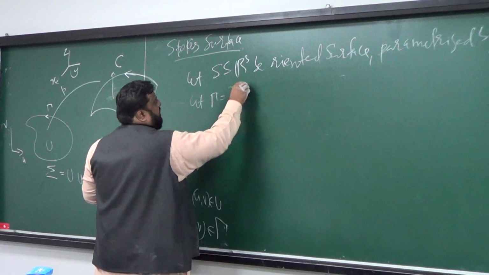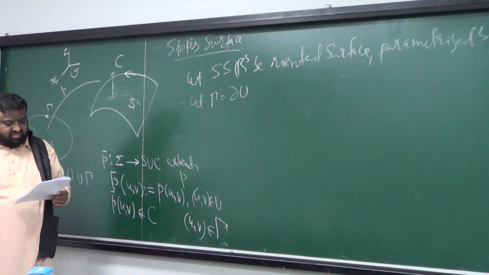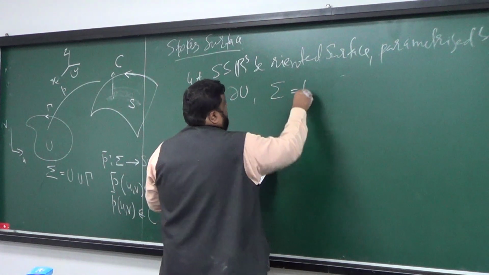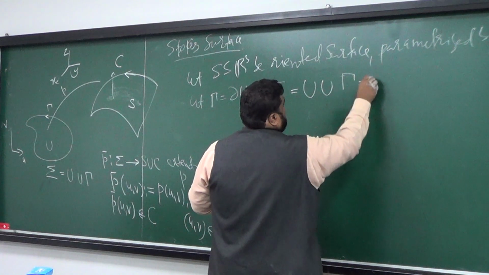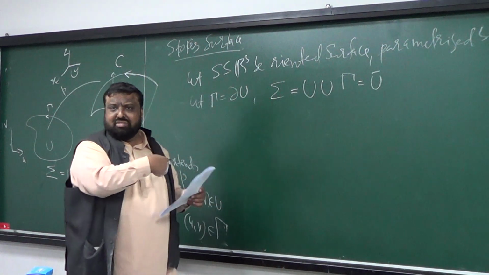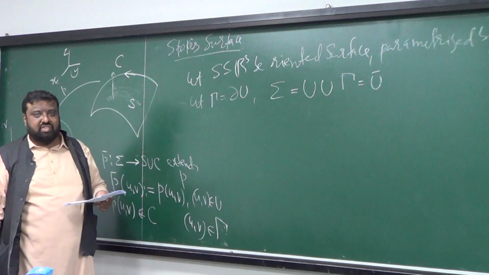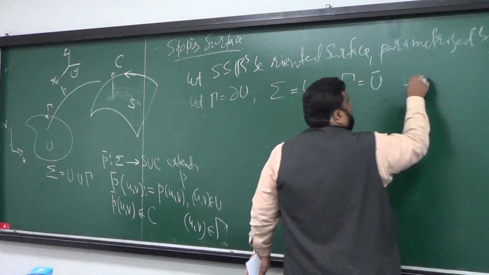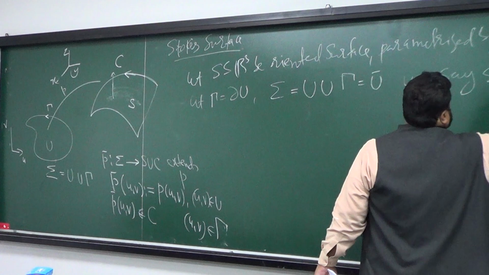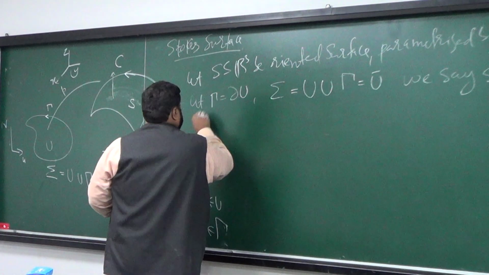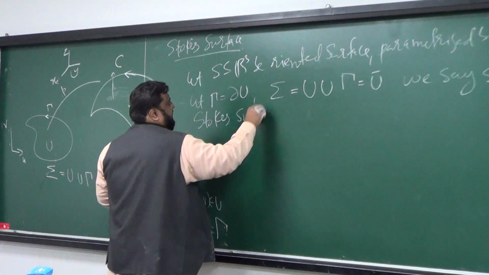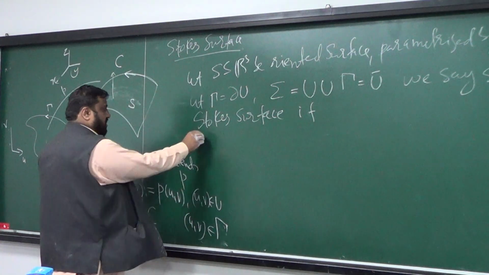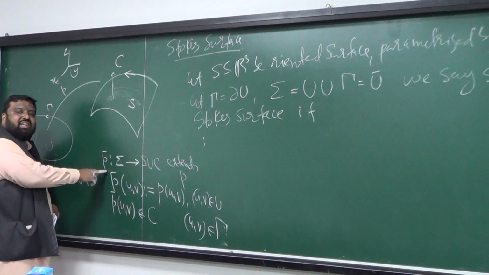Let gamma be the boundary of U, and sigma is really U union its boundary, so it's U closure actually. Adding the boundary into it. Okay? So sigma is U closure. We're going to say S is a Stokes surface if you can find such a map, you can find an extension.